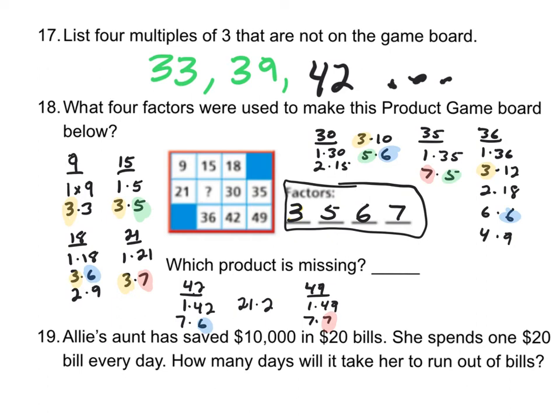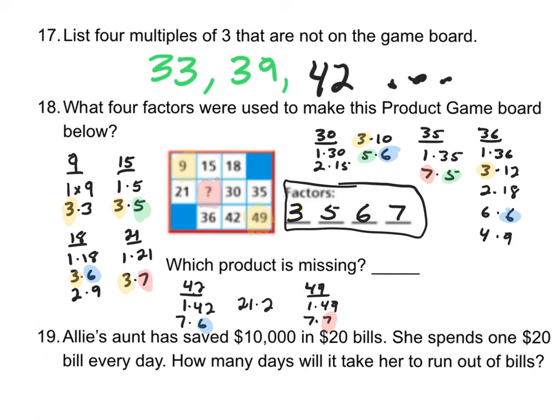Those are the factors. Now, the hardest part here is which product is missing? This one right here. I'm going to make that one red. Which one goes here? Well, I thought this was a good problem because if you look, there are some square numbers that I'm going to highlight in yellow. Square means a number times itself. 9 and 49.